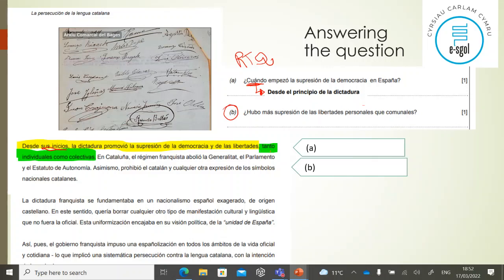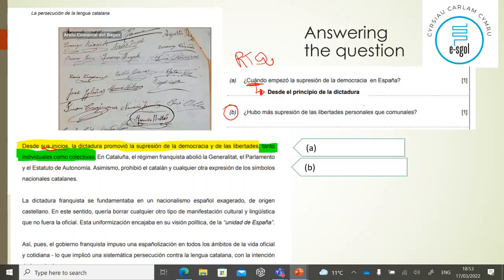You've already written here, hubo más supresión de las libertades personales que comunales. Was there more suppression of the personal freedom than the communal freedom? So if you are unsure what this means, rephrase it. What is the key message the question is answering? It's asking you, were the personal freedoms more damaged, more problematic than the communal ones?